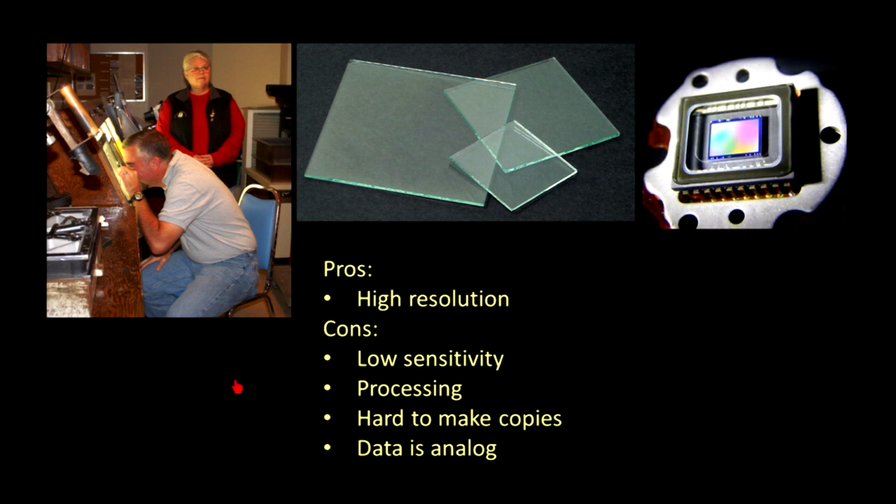Instead, we use electronic chips. And what an electronic chip does is a very similar thing. You expose the image on the electronic chip. But the difference is that an electronic chip is very, very sensitive. The amount of light that hits the chip gets recorded quite well. The sensitivity is in the high 90%. So essentially almost all the light that hits the chip is recorded.